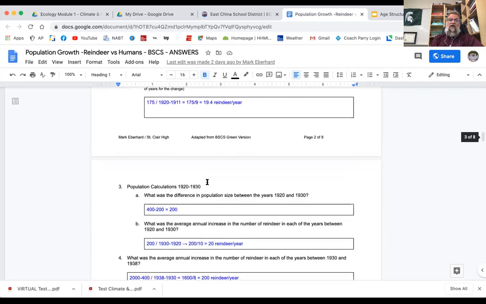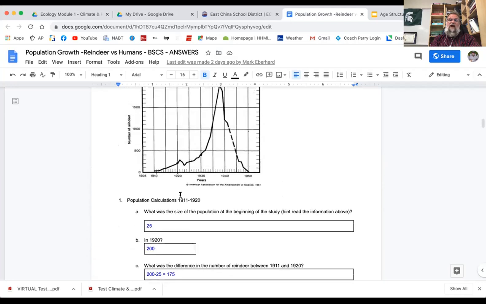Then as we move down, we go to the next time period, 1920 to 1930. And if we do our calculations correctly, we have an average of about 20 reindeer per year, about a whole deer more per year. And that on the graph, if I go back, is right here. Still a pretty slow, steady growth. Little dip in here in the early 20s. Not sure what that is, but it could be a number of factors. But in general, the population is growing very slow and steady until we hit 1930.